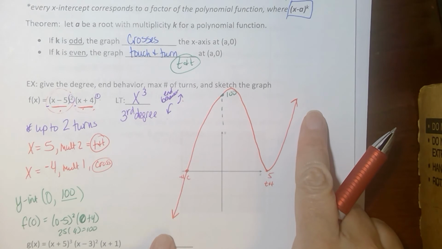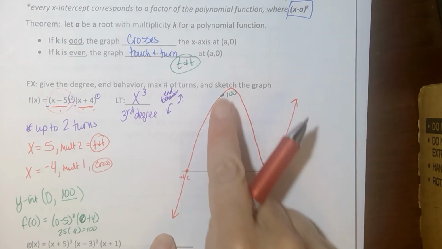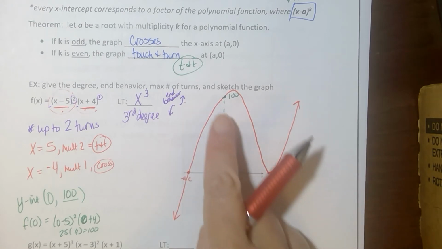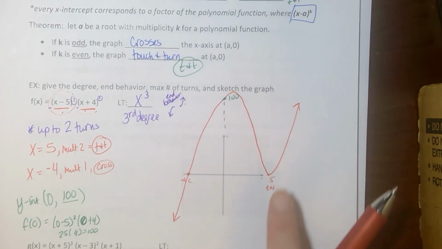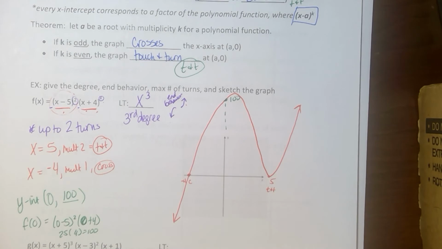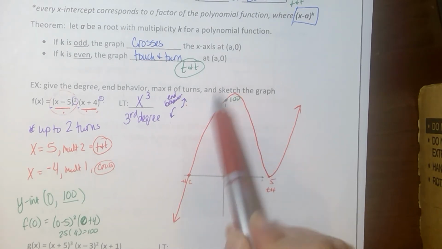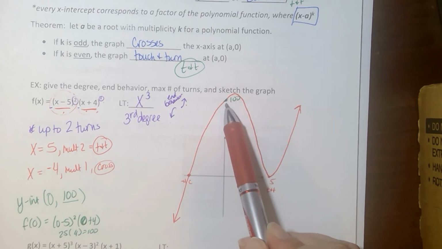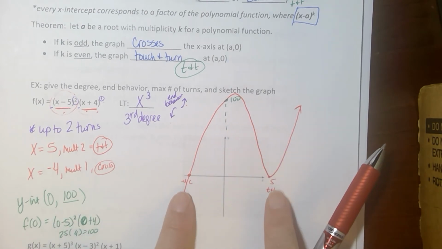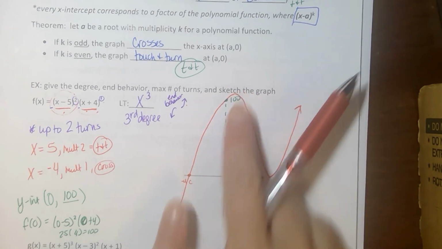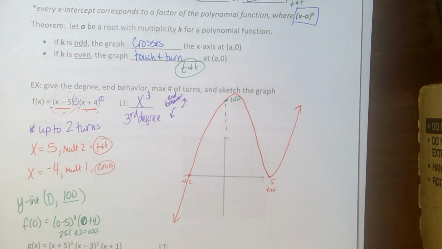So end behavior: start low, finish high. I have 2 turns, the maximum number of turns, and I hit my x-intercepts and my y-intercept, and I did the x-intercepts with the correct behaviors. Now, I don't know exactly what this relative maximum is. This is not necessarily it because it's not in the middle. The maximum is probably going to be over here. It's probably going to be more than 100. I don't need that. What I need is that general shape of the graph.